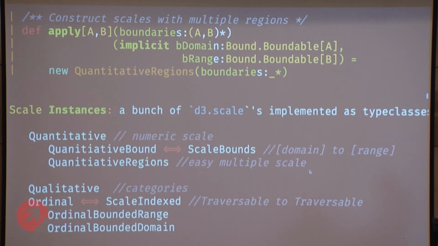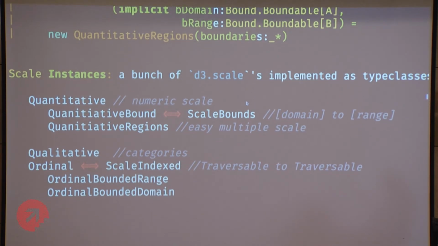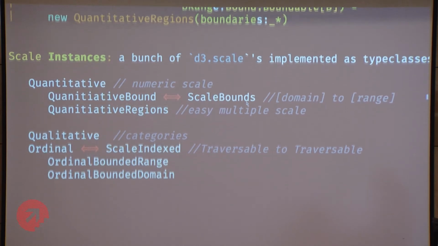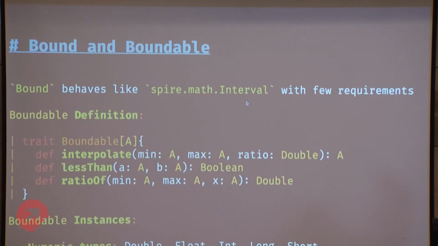I also went through the D3 scale documentation. Mike Bostock is really great on these algorithms, but there's a whole bunch of different types of scales that I tried to implement within the same type class that are useful. But this bound is something that is not in D3 that I found very useful. It's kind of like Spire's interval, where it's just a min and a max, and then it can be scaled, and you can step into it.